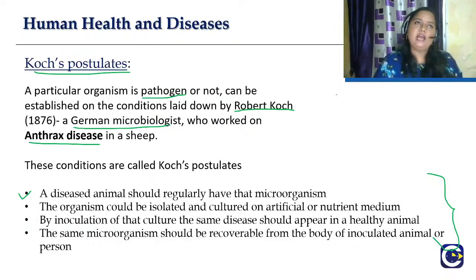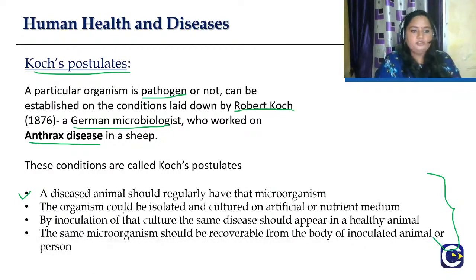If I'm suspecting that there is a disease prevailing in a community, and there are some deaths due to a particular infection, the diseased animal or human should possess that pathogen. Otherwise you cannot classify that microorganism under pathogen. That is the first condition.